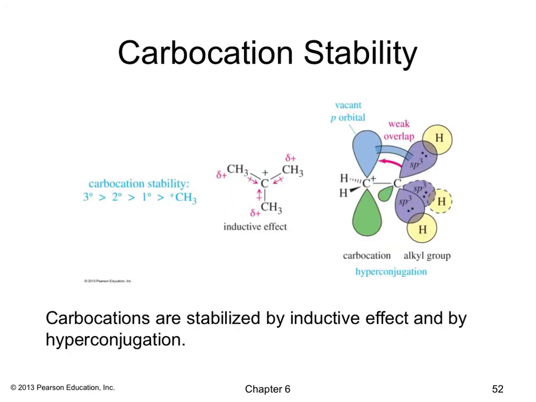This is just explaining the carbocation stability. Again, we've discussed that tertiary is preferred over secondary, primary, and methyl. Carbocations are stabilized by the inductive effect provided by the methyl groups onto that carbocation, as well as through hyperconjugation into the empty p orbital by the CH bond.